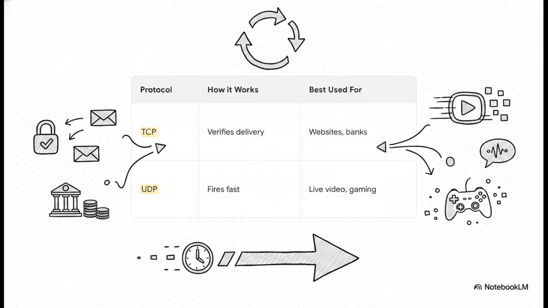And this brilliantly illustrates exactly when and why we use each method. We use TCP for websites, text messages, and bank transfers, because every single piece of data must arrive perfectly. If a 0 gets dropped from your bank transfer, well, that's a catastrophe. TCP verifies delivery and resends lost data. But we use UDP for live video streams, online gaming, and voice calls. Why? Because speed matters way more than a few dropped frames.